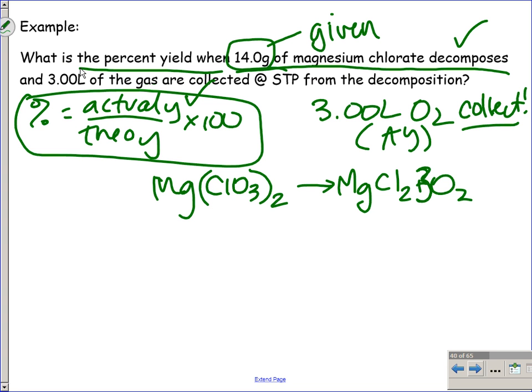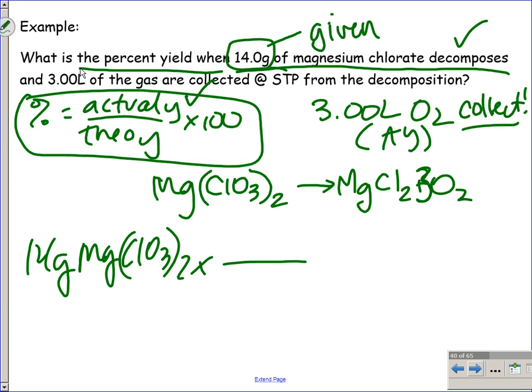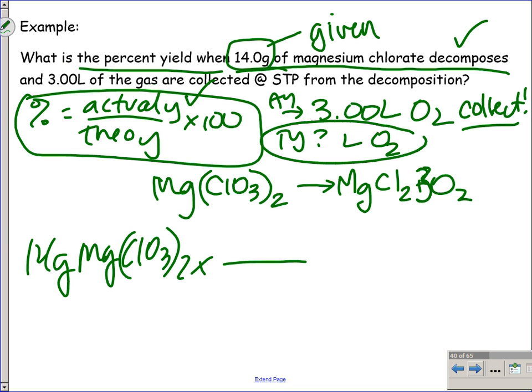Through the math process we've been doing, what do I have to start with? 14, because that's my given of magnesium chlorate. I don't care about magnesium chlorate, I want to get to liters of oxygen. I didn't mention this on the previous slide, but the units of yield must be the same for numerator and denominator to cancel out. That's kind of obvious, but this is our actual yield. We're looking for a theoretical yield of liters of oxygen. That's our true question. So I've got grams of magnesium chlorate. What do I have to get to first?